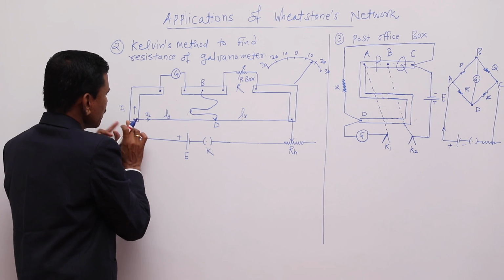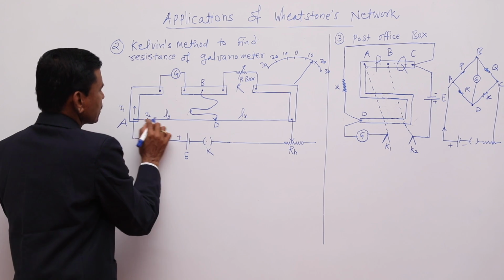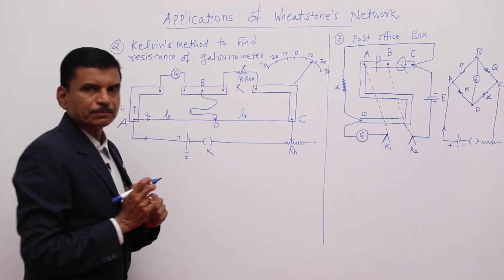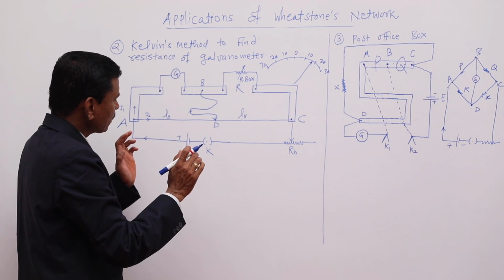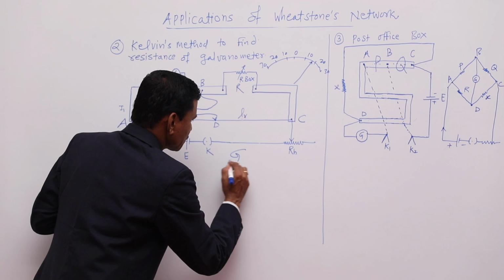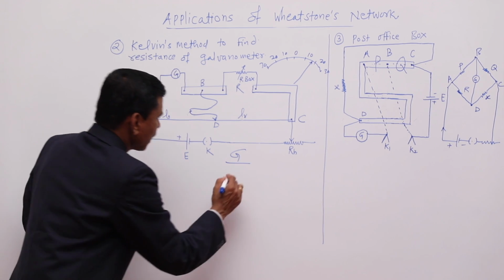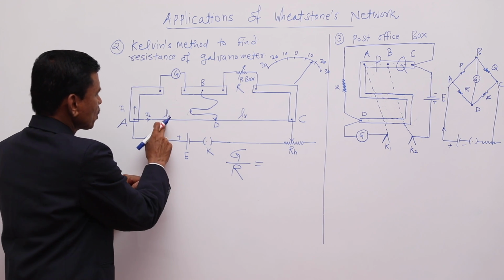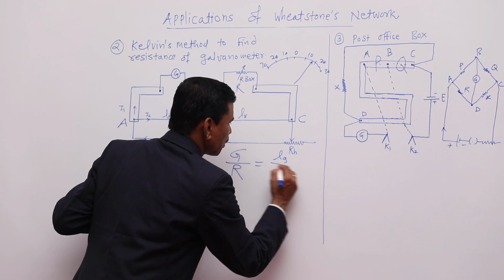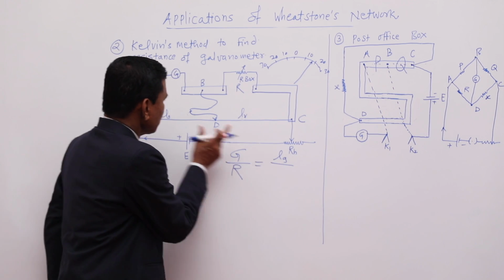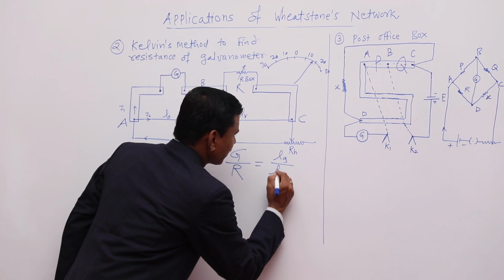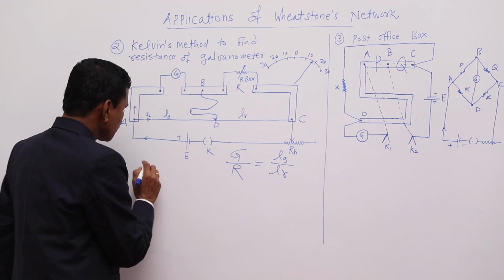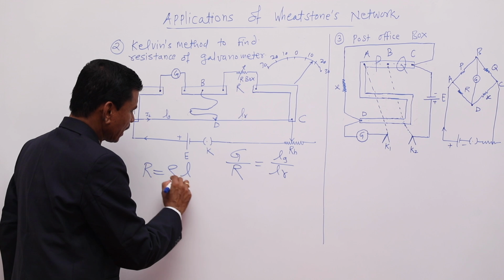Let the length from A to D be LG. The remaining length will be LR from D to C. The network is balanced, so what is our equation? Resistance on the left side G, right side resistance R, that is equal to the resistance of wire, rho LG upon A. So here the left side length is LG, the right side length is LR. The resistance of this wire AD is denoted in this way, rho L upon A.